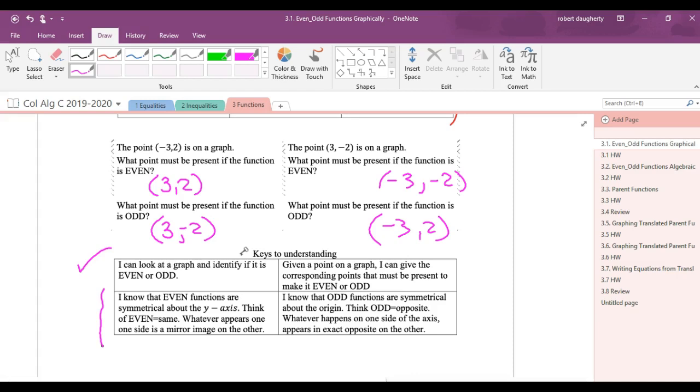The way I think of it, even means the same. It looks the same on both sides of the axis. Odd means opposite. It looks the opposite on both sides of the axis, okay? Now, when we get together on Wednesday, we'll talk about how to prove something is even or odd without the graph, just doing the algebra, which most people find a little bit tougher. But make sure you're grounded in what the graph looks like for even and odd, and being able to know, if a point is on the graph, what point has to be there to make it even and what point has to be there to make it odd, okay?